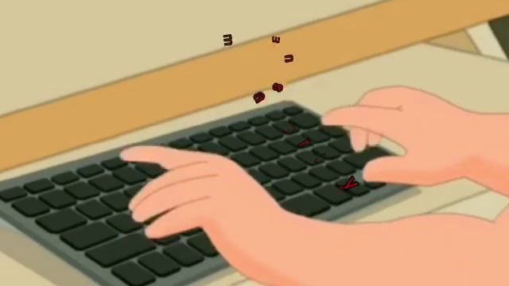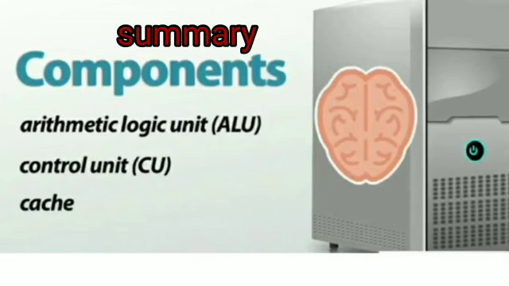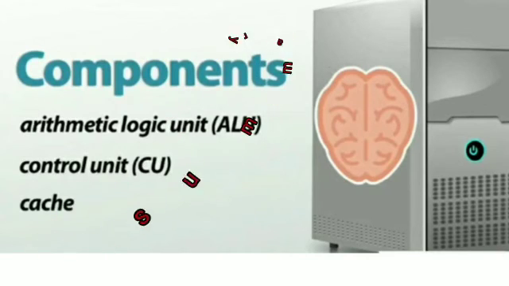First of all, the instructions are given through the input devices, then the components of the computer work together and process the information, and the computer understands it and gives the result on the output devices. It was so easy.